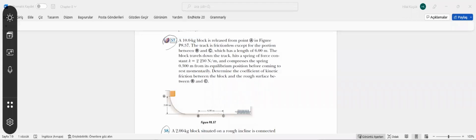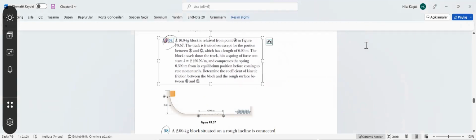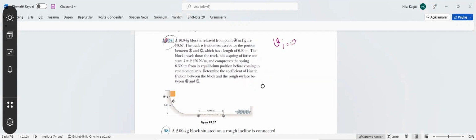Okay, look at the other question. And some space. Okay, this mass is released. It means velocity is 0. Okay. The track is frictionless except this position from B to 2. Say there is some friction here with mu k. And length is 6 meters. Okay, perfect. The block travels down to the track, hits a spring.